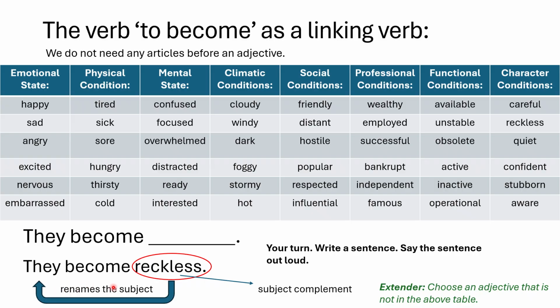They become reckless. Reckless, the subject complement or predicate adjective, renames they, giving information about what the subject's character condition is becoming. Now it is your turn. Write a sentence. They become. Choose a state or condition. Say the sentence out loud. Notice the subject they is plural, but we do not add an S to the end of an adjective. Adjectives are describing words. They do not have a plural form.